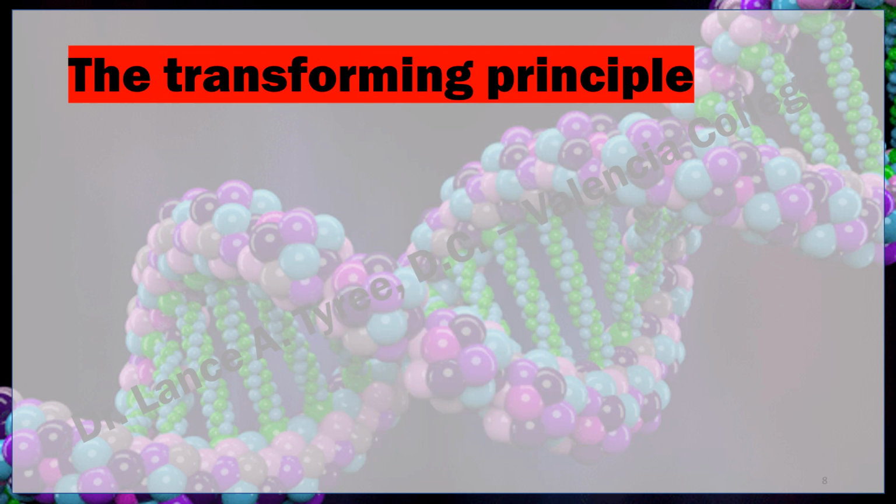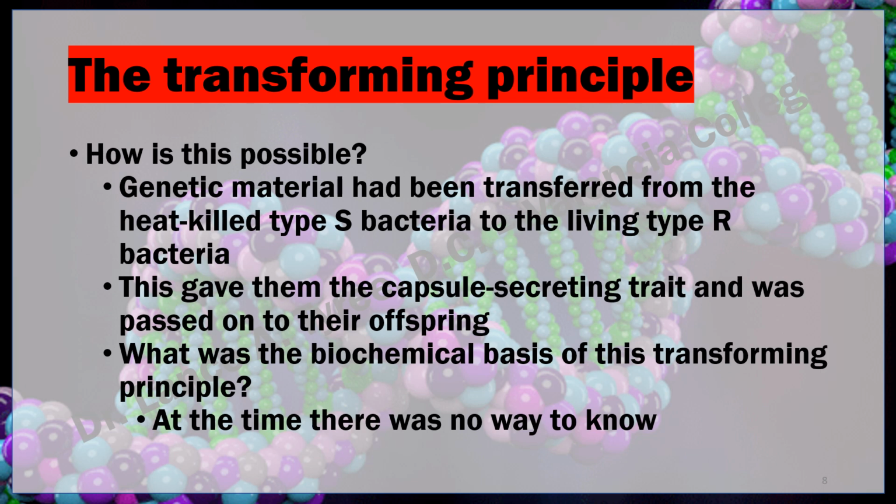This is known as the transforming principle. So how was this possible? The genetic material had been transferred from the heat-killed type S bacteria to the living type R bacteria. This gave them the capsule-secreting trait and was passed on to their offspring. What was the biochemical basis of this transforming principle? We still didn't know whether it was DNA or protein.